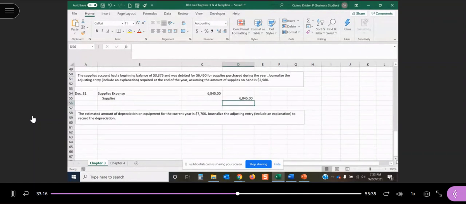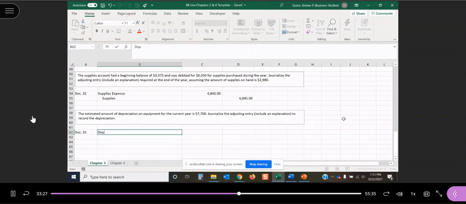And then finally, it tells us that the estimated amount of depreciation on equipment for the year is $7,700, and they want us to journalize the entry for depreciation. So our journal entry is always the same for depreciation. We debit depreciation expense. And when you're doing your homework in Cengage, really pay attention to the chart of accounts that's being provided to you.